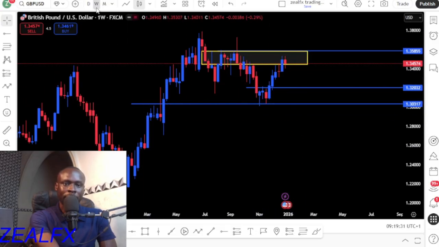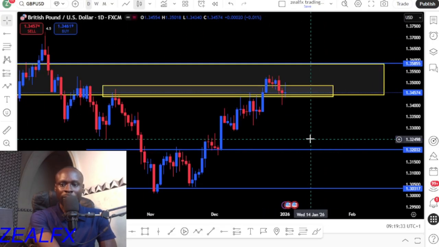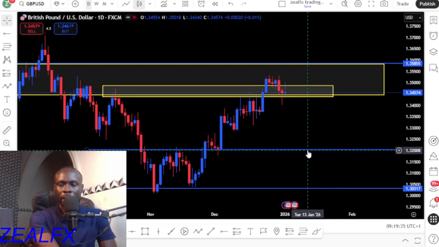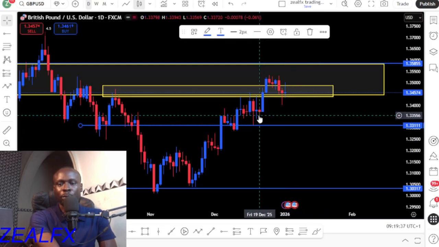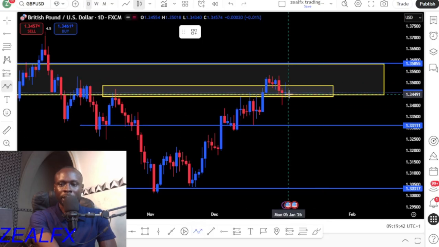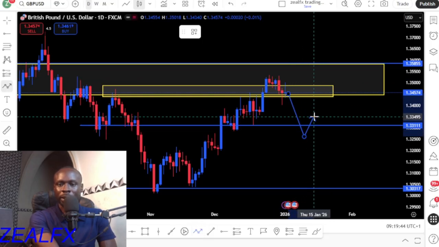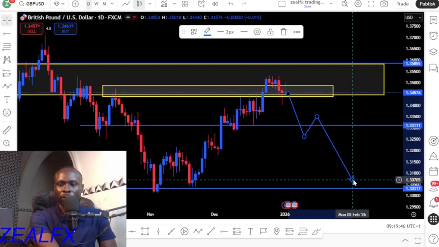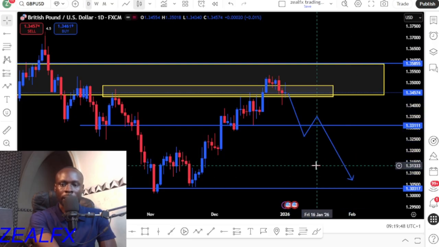So let's go back to our daily chart. Before we can look out for any selling opportunity on the pounds USD, we need price to close below this higher low, then wait to retest. Then we'll start looking for selling opportunities for the pounds USD to the downside.